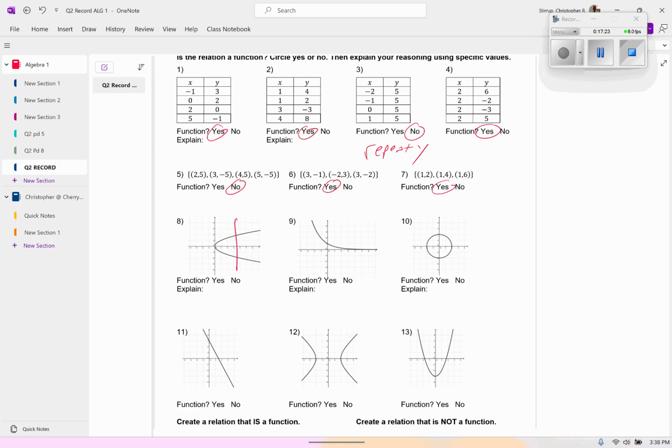Vertical line test. This is not a function. The vertical line hits the graph 2 times. Okay, is this a function? Yes. Vertical lines don't cross it more than once.